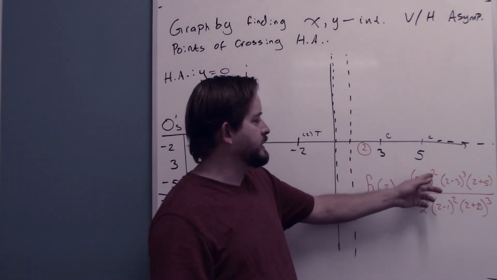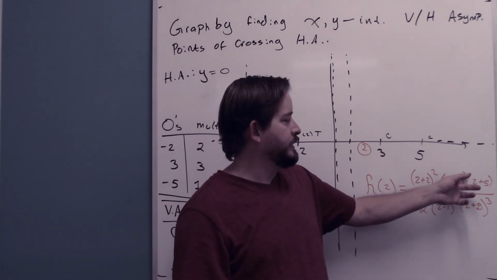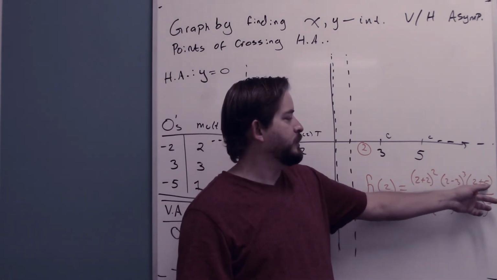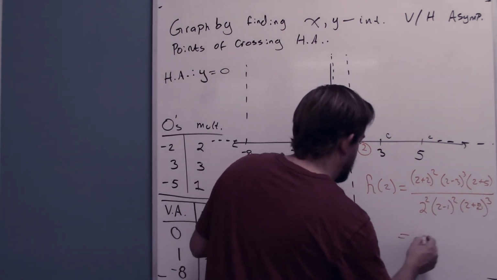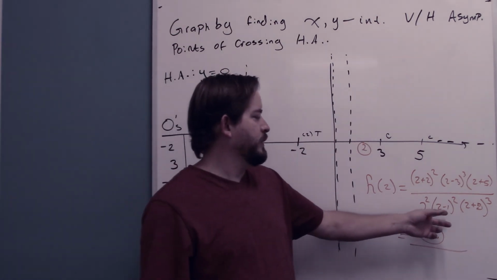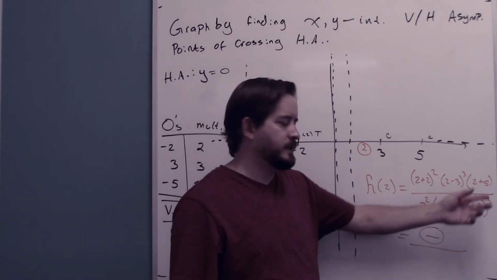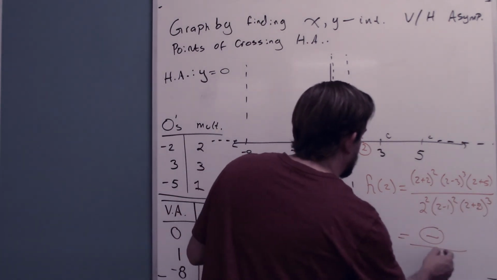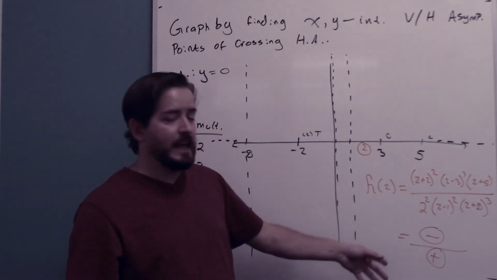2 plus 2 is positive, square it's still positive. 2 minus 3 is negative, cube it, it's still negative. And 2 plus 5 is positive, so a positive times a negative times a positive is negative in the numerator. 2 squared is positive, 2 minus 1 doesn't matter because I square it, so it's positive, and then 2 plus 8 is positive, so it's positive.